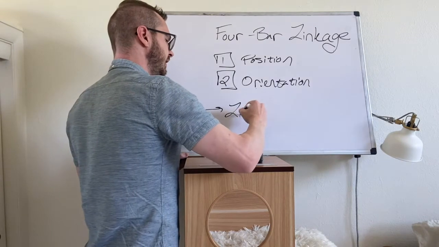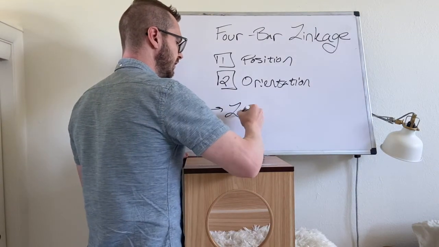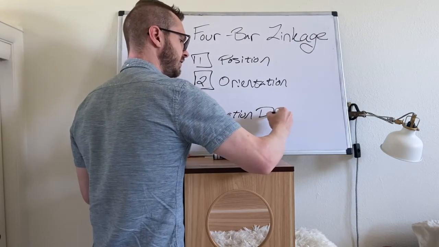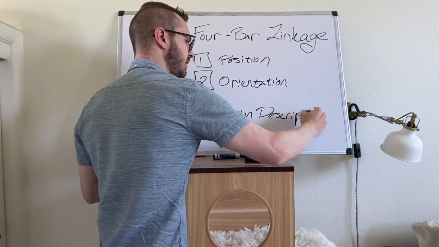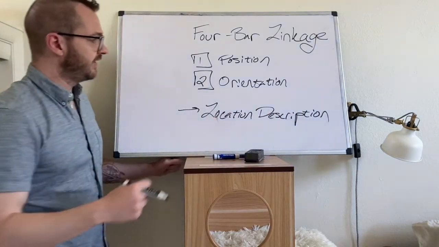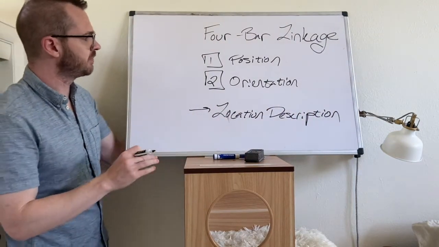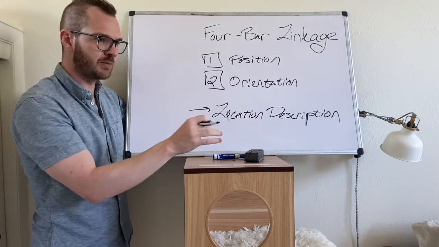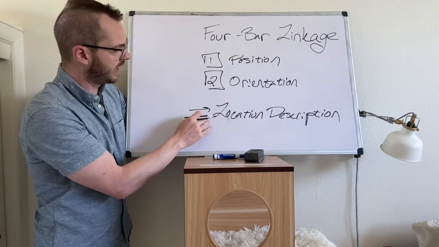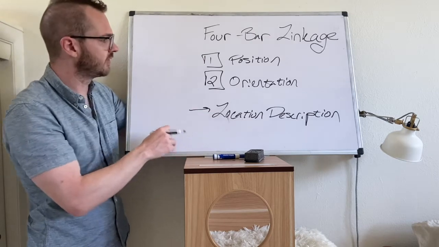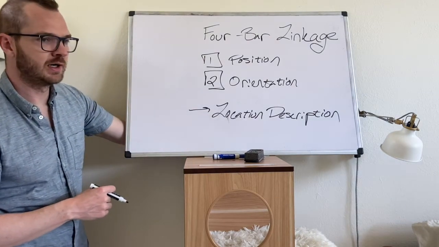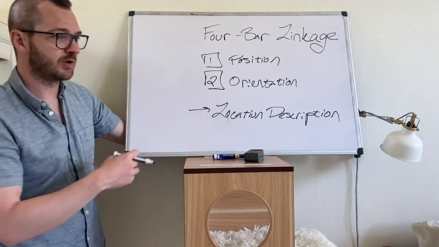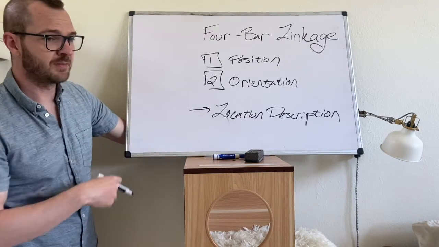And then once we have these two things, position and orientation, we can combine them into what we call the location description. Now, what we're going to see, because this system has three bodies, is we need to keep track of the position and orientation for each of those three bodies. And at the end of it, we're going to have three location descriptions. So if you have a system with 10 bodies, you need to make 10 location descriptions. Okay, let's clean this up and get started.